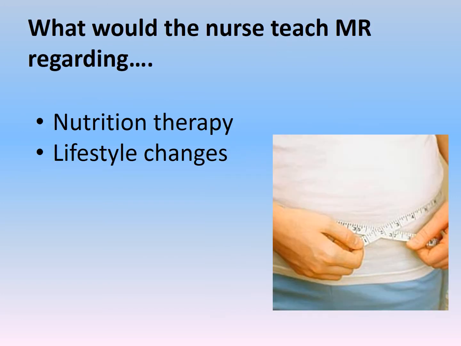So what would the nurse teach MR regarding nutritional therapy and lifestyle changes? Well, some of the nutritional therapy is covered in your textbook: eating 4 to 6 meals a day, limiting fatty foods, coffee, tea, cola, and chocolate, decreasing spicy foods that may increase gastric acid, and also limiting carbonated beverages. And again, like I said before, spicy tomato products, citrus fruit products, peppermint, onions, and no food generally 2 to 3 hours before bed. And usually they recommend that patients stay upright for 1 to 2 hours after meals.